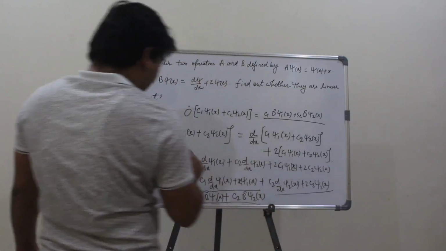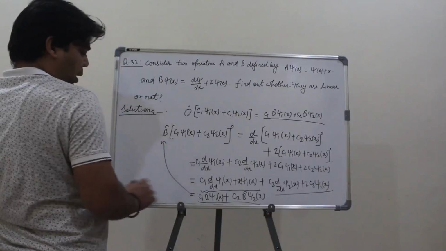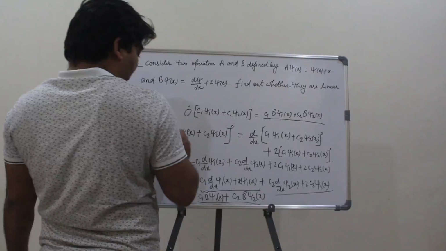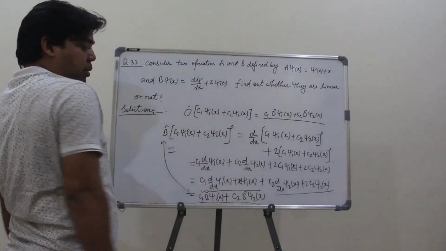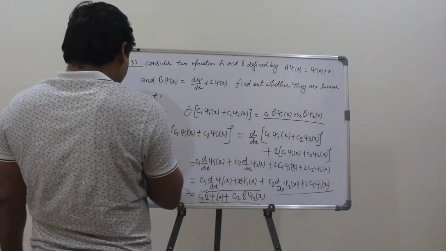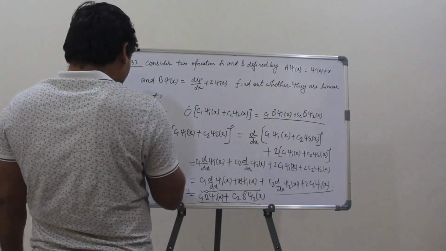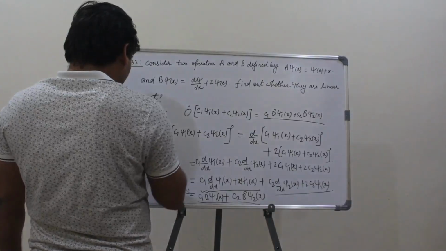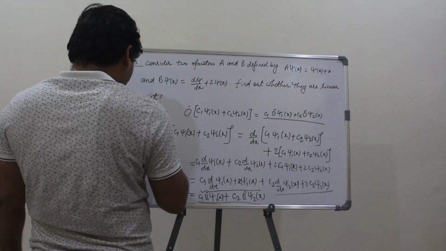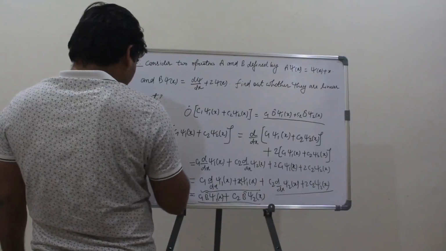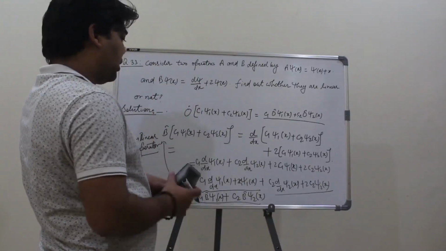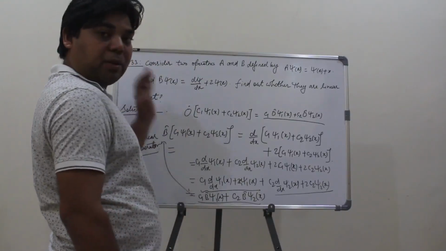So you started with this, and they are equal. You started from LHS and reached the RHS. It means that B is a linear operator. So this is your problem number 23, which is about the linear operators.